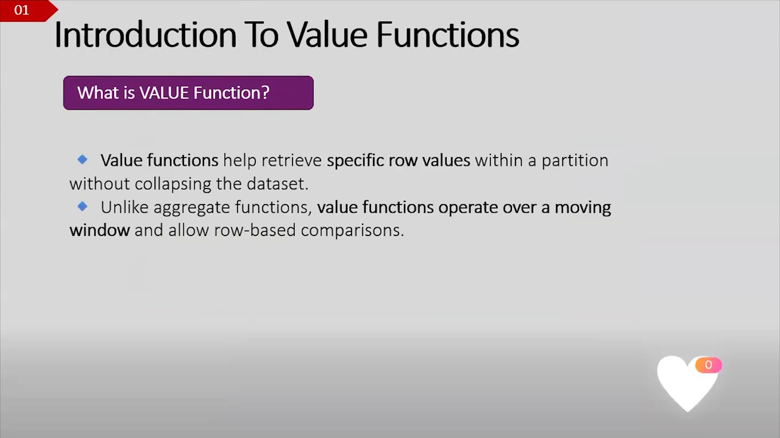Value functions are functions that help you retrieve some specific row. So if you are standing on the current row and you want to get the previous row, the next row, the first value, the last value, and so on, they help you get a specific row without collapsing the data and just put it beside it. For example, if you are selecting data from a department and you want, after each row, to see the lowest and the highest salary in this department, the previous salary of this employee, the next salary of this employee, and so on, you will use value functions.